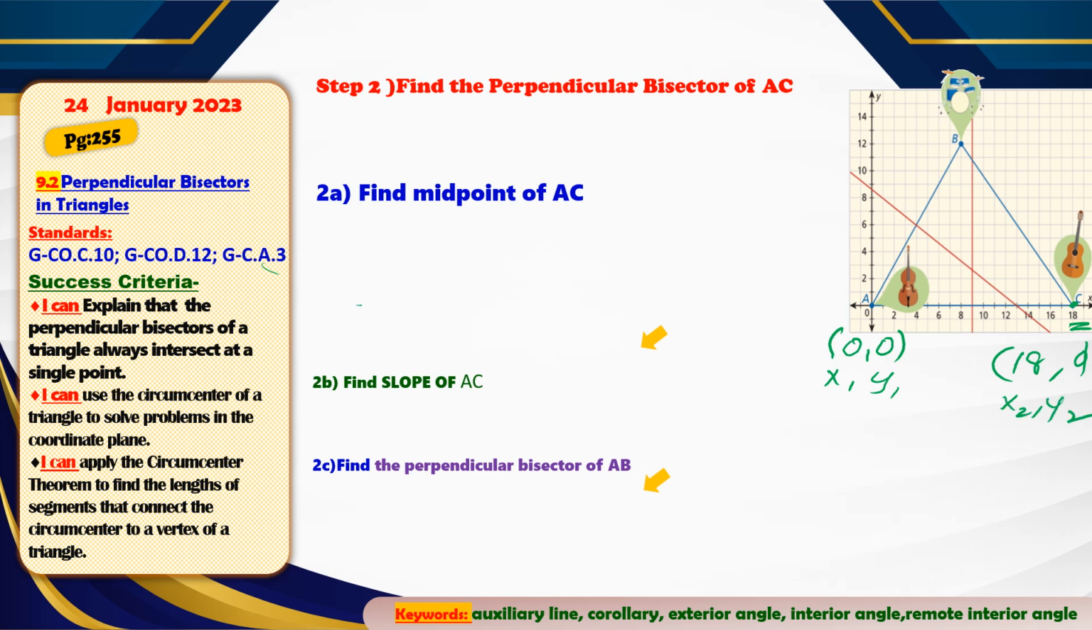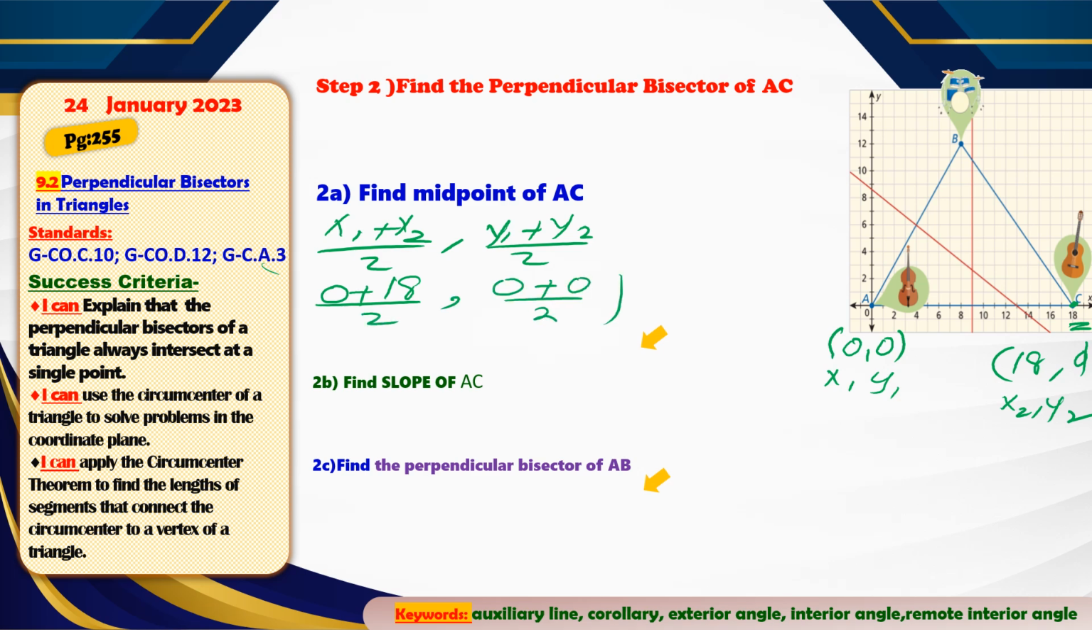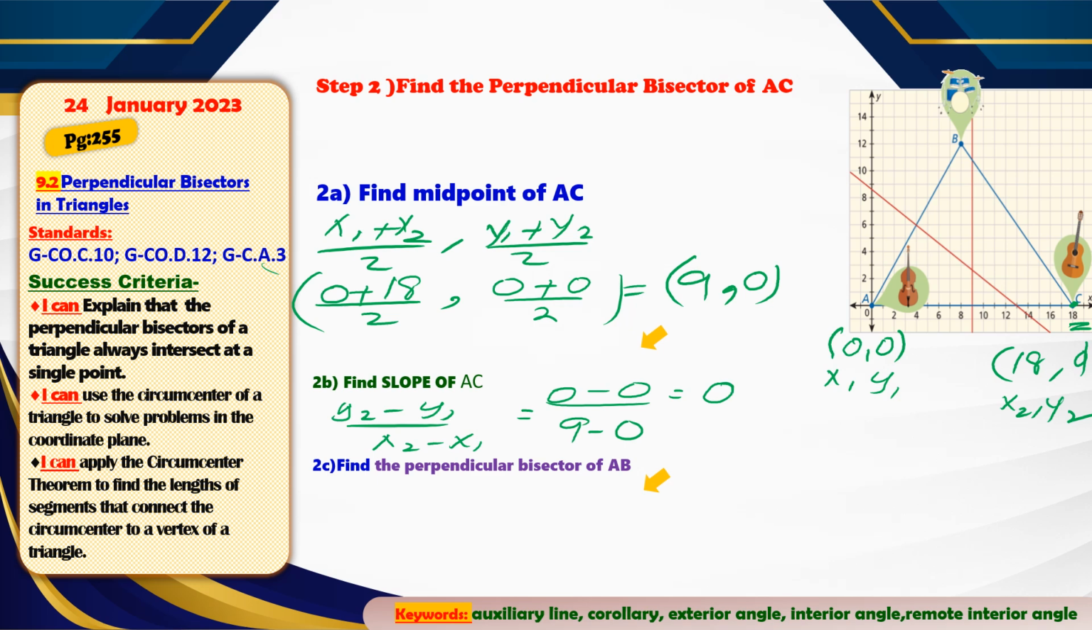So what is the midpoint formula? We just know x1 plus x2 divided by 2 and y1 plus y2 divided by 2. x1 is 0, x2 is 18, divided by 2. y1 is 0, y2 is 0, divided by 2. So 18 divided by 2 is 9 and 0 divided by 2 is 0. How to find the slope of AC? We know the formula y2 minus y1 over x2 minus x1. So 0 minus 0 divided by 18 minus 0, so 0 over 18 gives us 0.